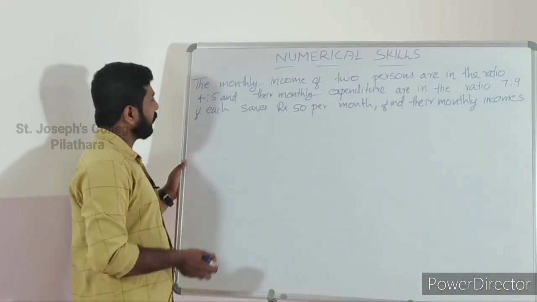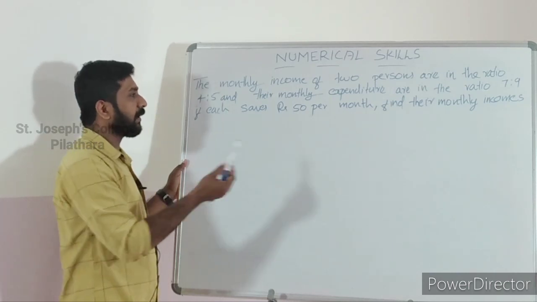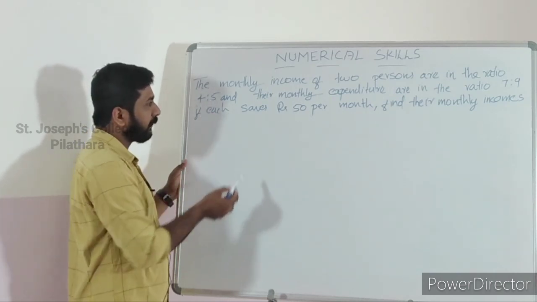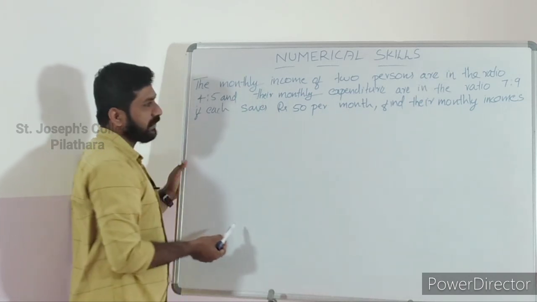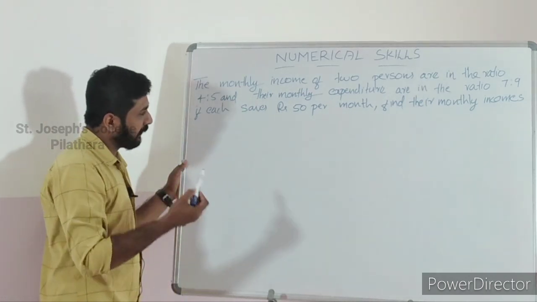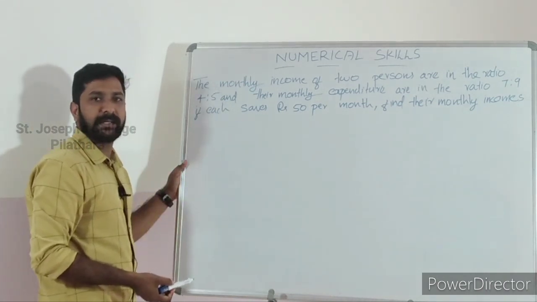Look at the second question. The monthly incomes of two persons are in the ratio 4:5, and their monthly expenditures are in the ratio 7:9. If each saves rupees 50 per month, find their monthly incomes.